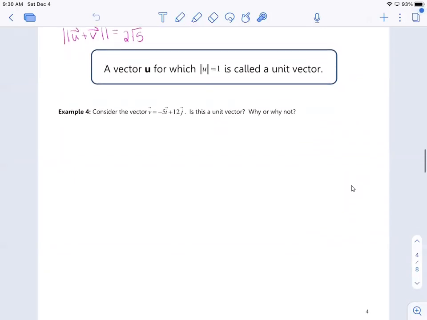Right now, I'm just going to teach you the formula. And so we want to figure out if this is a unit vector. So let's go ahead and find the magnitude.